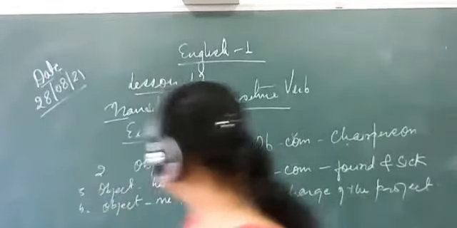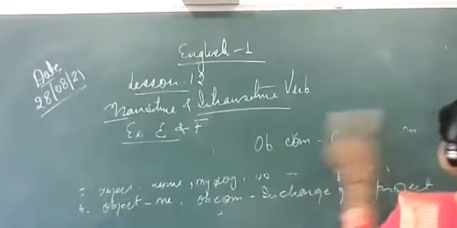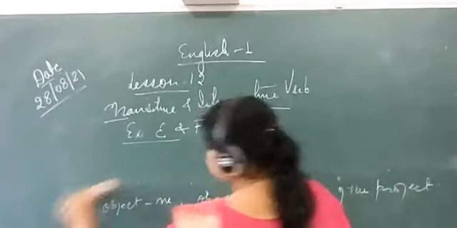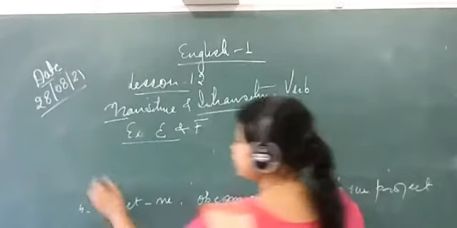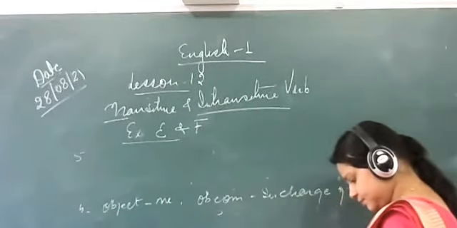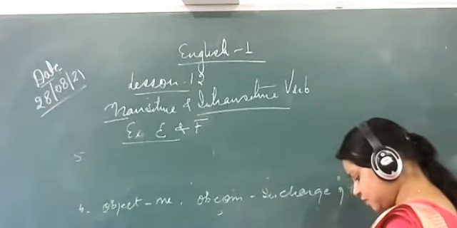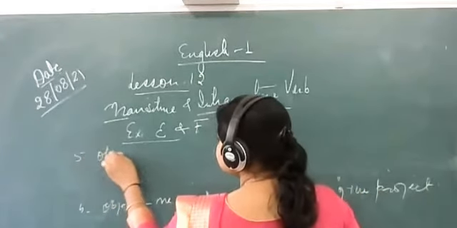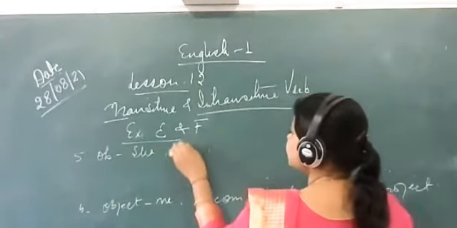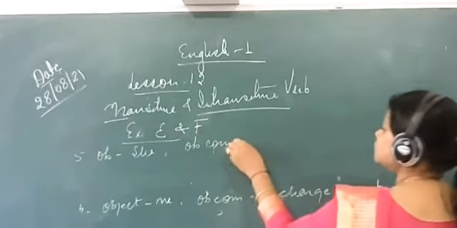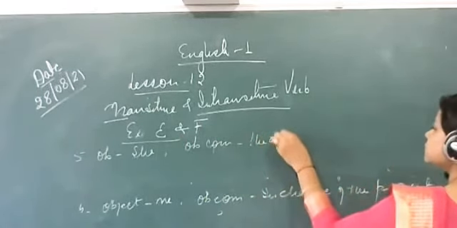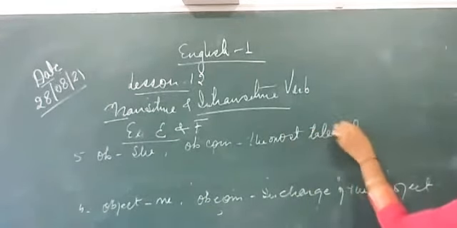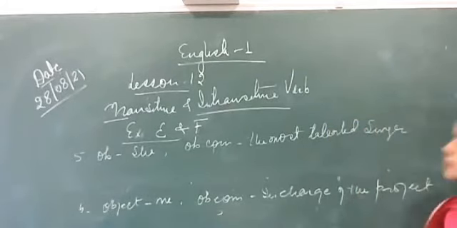Now we'll erase the board. So 5. In 5, object is she, and objective complement is the most talented singer.